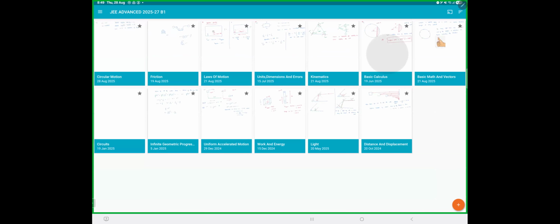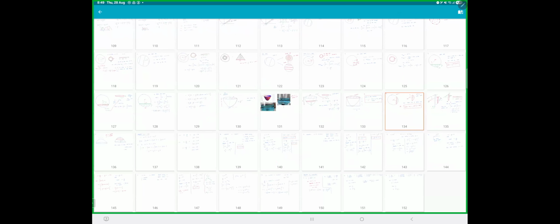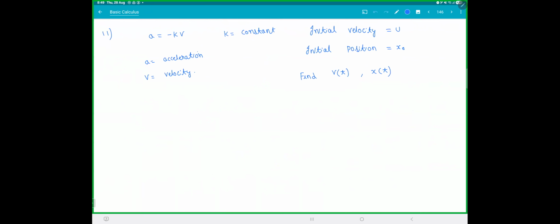Let me show you where we did this. Remember this question? A is equal to minus kv. K is constant, initial velocity is u naught, initial position x naught. Find v and x as function of time t. Just replace a with alpha and v with omega. It is the same question.